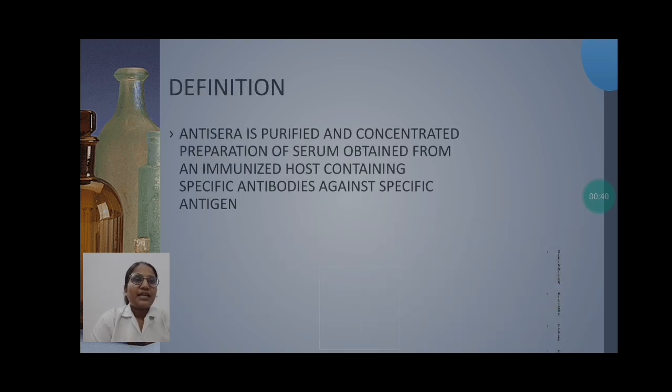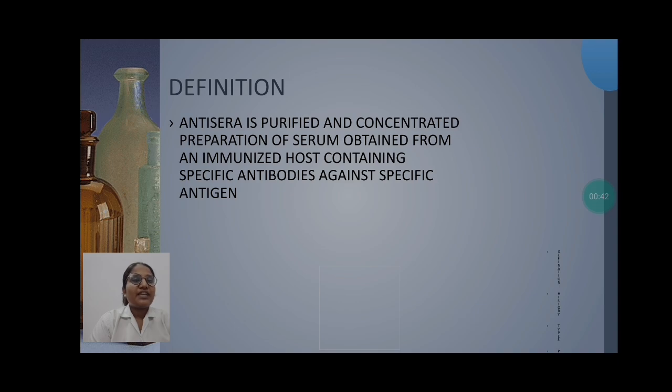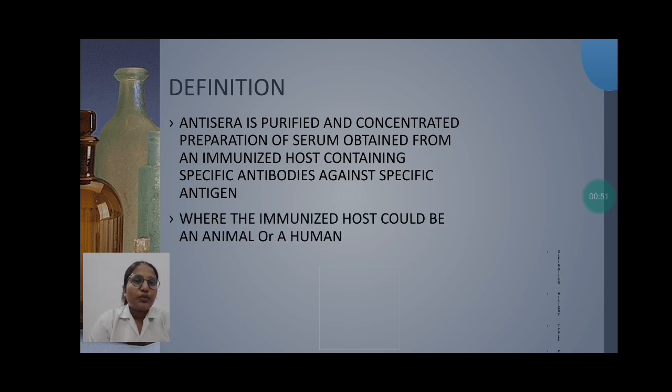Now let's see what an Antisera is. An Antisera basically is a serum which contains specific antibodies against a specific antigen. Where do we get this Antisera from? We get this Antisera from an immunized host, where this immunized host could be an animal or it could be a human. So we are going to study further in the preparation of Antisera how we get this Antisera from the immunized host. For now, we just have to keep in mind that Antisera basically is a serum which contains antibodies against a specific disease-causing antigen.